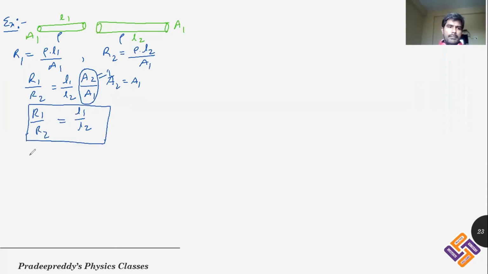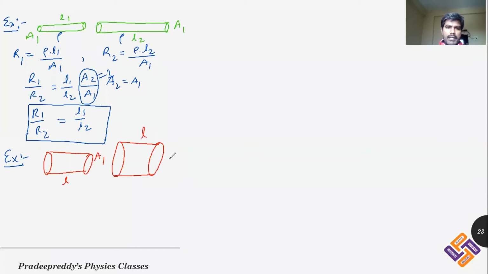This is one example. Next, coming to one more example. You are taking a conductor of some length. Area of cross section is A1. Its length is L. And you are taking another conductor of different area of cross section. Length is L, but area of cross section is A2. And as these two materials are the same, they have resistivity rho.